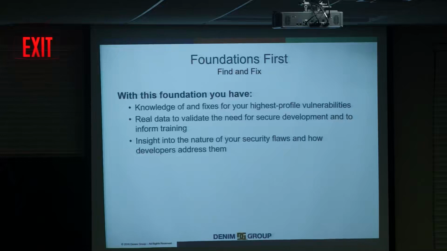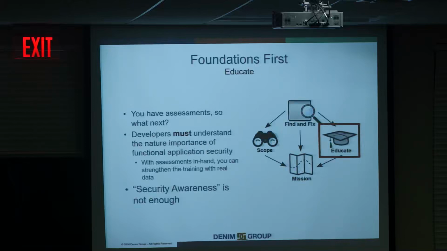So with this foundation, you've got knowledge of and fixes for your highest profile vulnerabilities, real data to validate the need for secure dev and to inform training, and insight into the nature of your flaws and how developers address them. All good stuff. So you have assessments. What next? Developers must understand the importance and nature of functional application security. With assessments in hand, you can strengthen your training with real data, like I just talked about. It's one thing to teach them about vulnerabilities. It's another to teach them about vulnerabilities and then pull up their source code in front of them and show them, give them a reason to care. Developers, again, they're going to get your training. They're going to understand. You just have to give them a reason to care. Security awareness training is not enough.